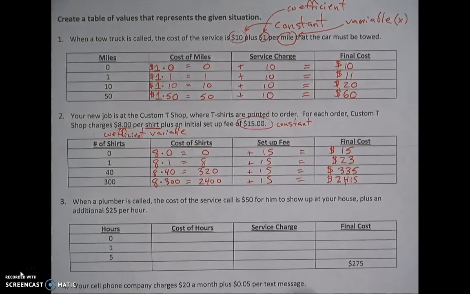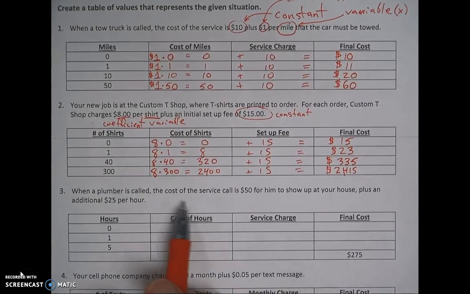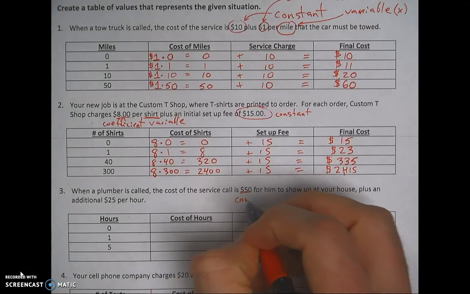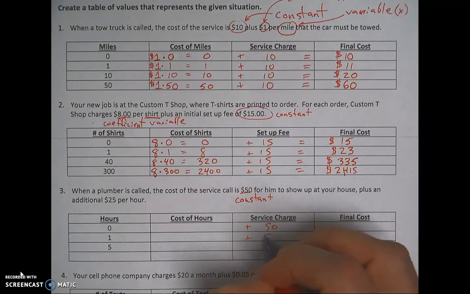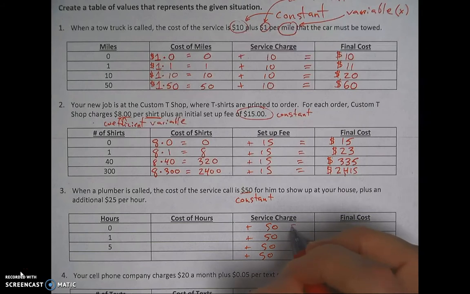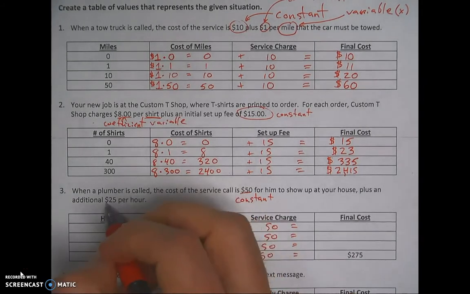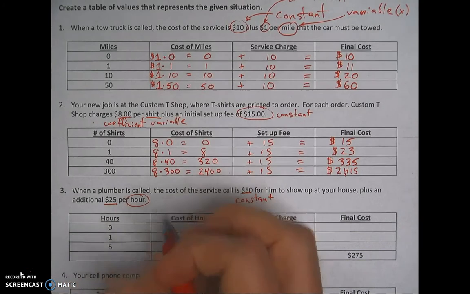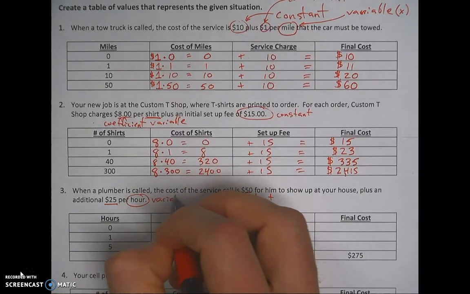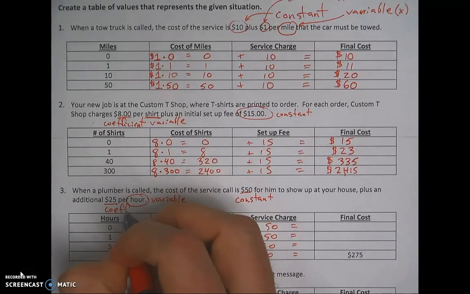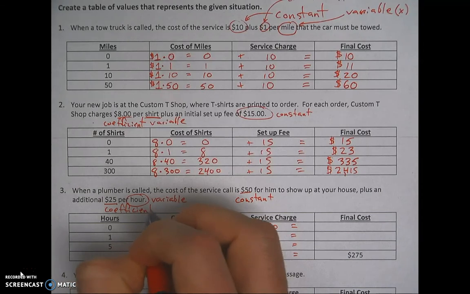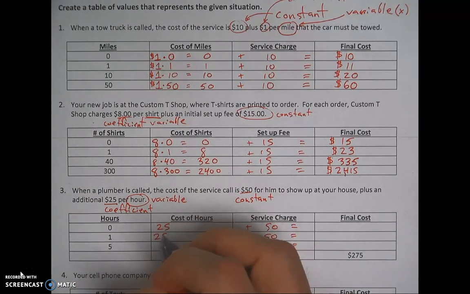All right, number 3. When a plumber's called, the cost of the service call is $50. That's the constant. Every time he shows up, it's $50 up front. So let's put the plus 50. Okay. Plus $25 per hour. Now the hours is going to change every time. So that's your variable. $25 for every single one of those hours is your coefficient. So you're going to multiply the number of hours by 25 every single time.